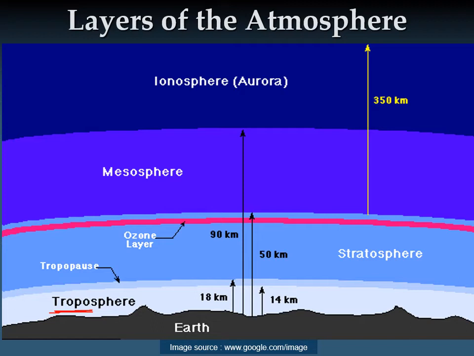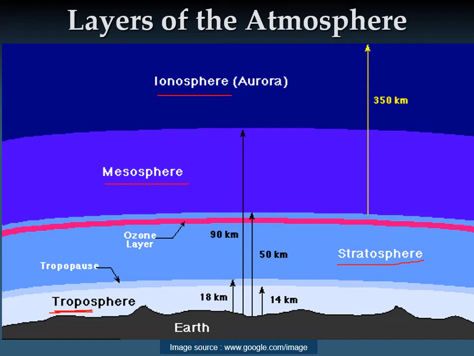Above the troposphere is the stratosphere, above the stratosphere is the mesosphere, above the mesosphere is the ionosphere, and above the ionosphere, the outermost layer of the atmosphere, is known as the exosphere. And in the exosphere there are almost no gas molecules, only very low weight atmospheric gases like hydrogen or helium are found, and the concentration is also very low in the exosphere.